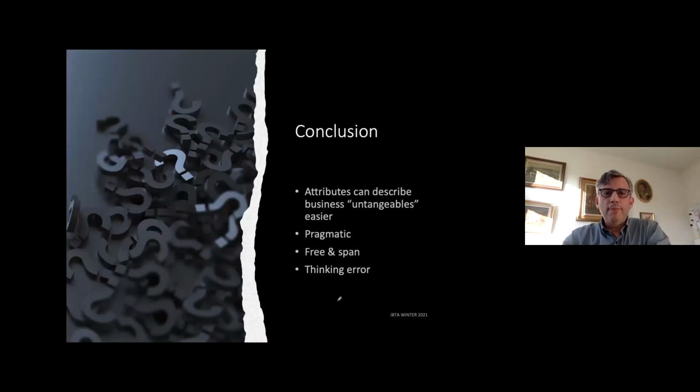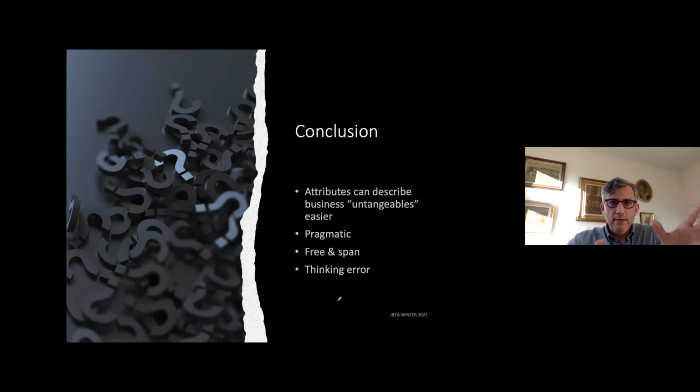So what is the conclusion? These attributes, in fact, can describe some business intangibles easier than a function attribute analysis. Of course, you need to be a bit more pragmatic. You can't take all the parameters you come up with. You need to choose better. So that's why we created some rules as free and span. And we came up with the idea of thinking errors.